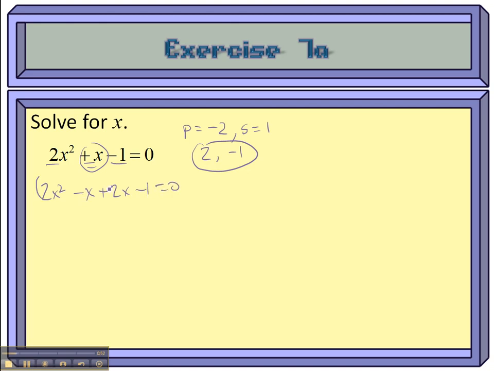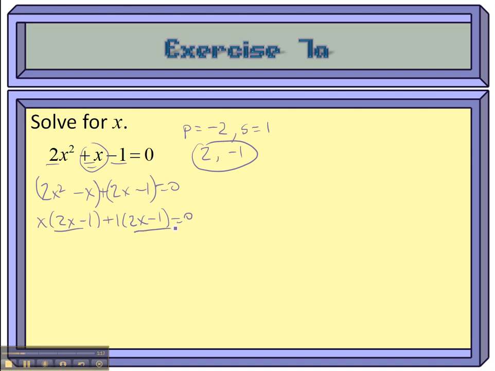Group up the first two. Group up the second two. And now factor by grouping. I can pull out an x on the first set. x times 2x minus 1. And on the second one, the only thing I can pull out is a 1 times 2x minus 1. And you might say that you can't pull out anything, but that would just be wrong.